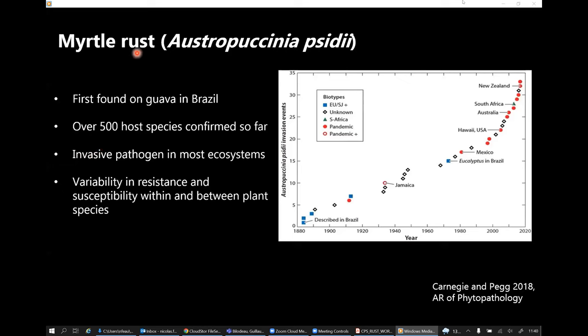Then this is myrtle rust, an invasive pathogen in most ecosystems. You see it kind of moved across the Pacific, basically, towards the Americas: Jamaica, Brazil, Mexico, and then somehow got to Hawaii, Australia, also South Africa was detected, and then New Zealand most recently. As for how it traveled to Australia, the hypothesis came out of infected logs, and to New Zealand, maybe by wind or by travelers. So it's fairly widespread.